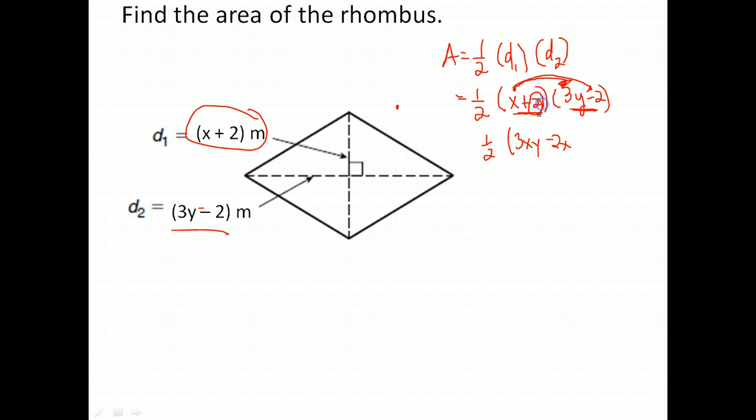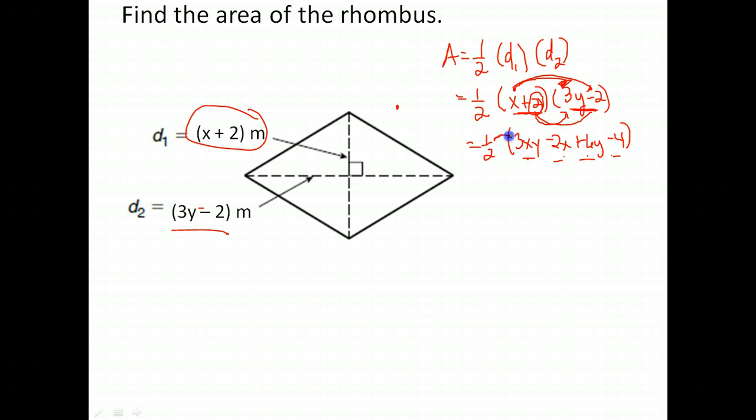Now I take the 2 times everything in the other parenthesis. 2 times 3y gives me 6y. And finally, 2 times -2 gives me -4. So far, I have 1/2 times 3xy minus 2x plus 6y minus 4. None of these are like terms, so I can't combine them.